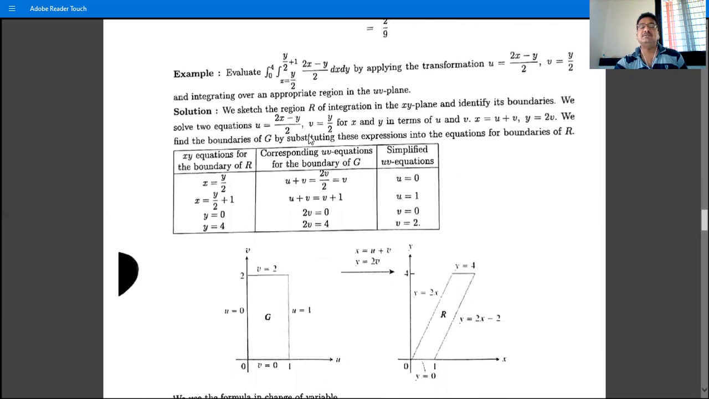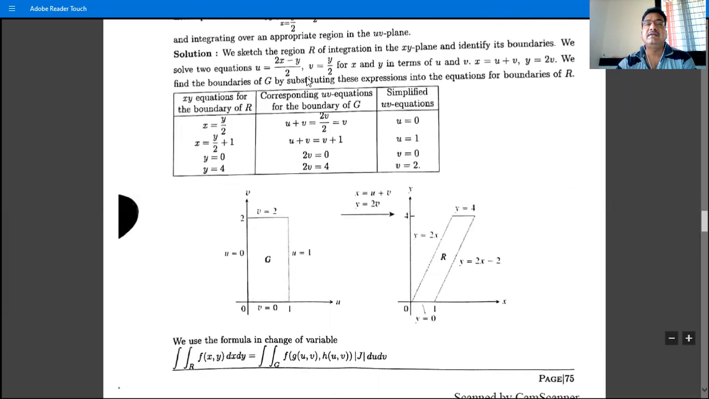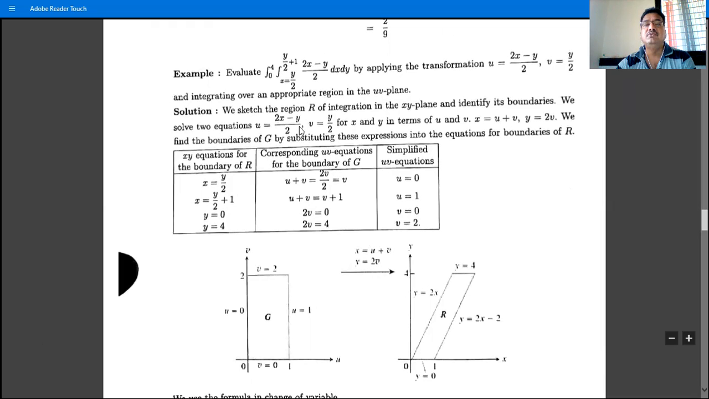Then the next example is an example of change of variable. In order to change the variable, we have to replace dx dy by mod J du dv. So u is this, v is this, and we have to evaluate this integration by changing the variable. From this, find the values of x and y. So x is u plus v and y is 2u, solving these two.